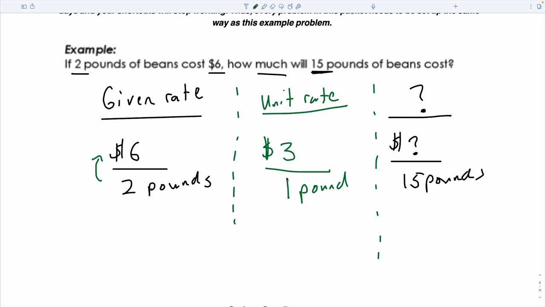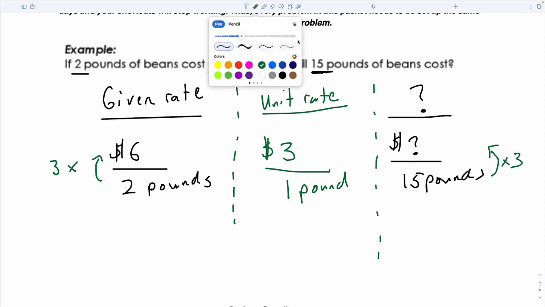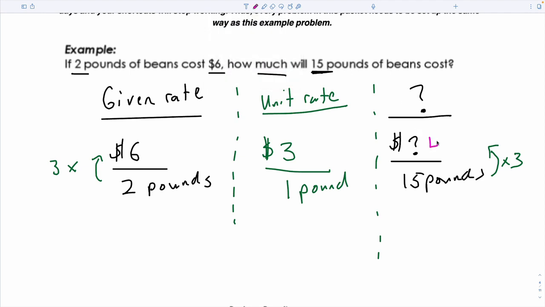When you find the magical unit rate, this 3, you multiplied the 2 by the 3 to get 6. You're going to take the magical unit rate and do the same thing. If you multiplied 2 by 3 to get 6, you'd multiply 15 by 3. 15 times 3 is 45. $45 is the cost. You just found your answer.